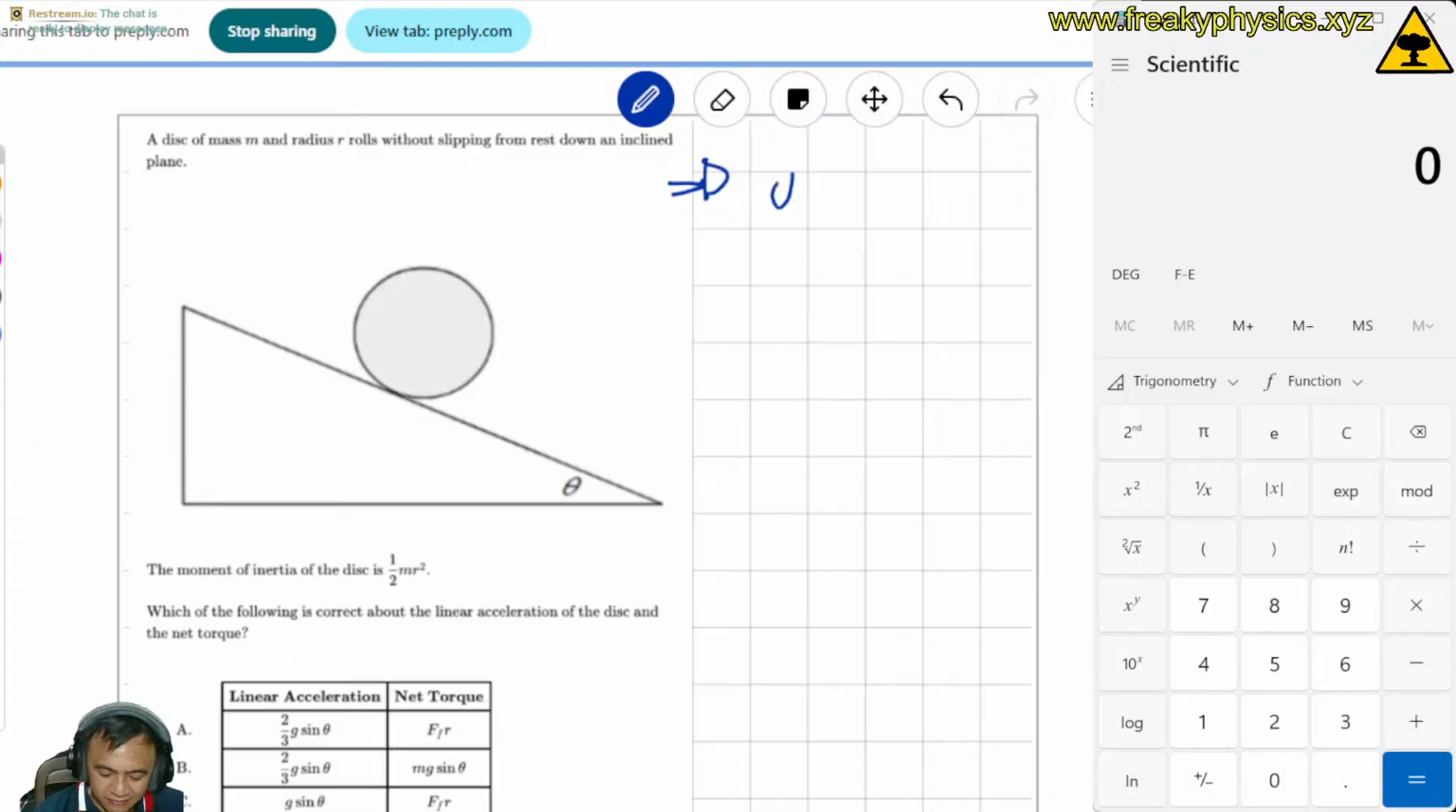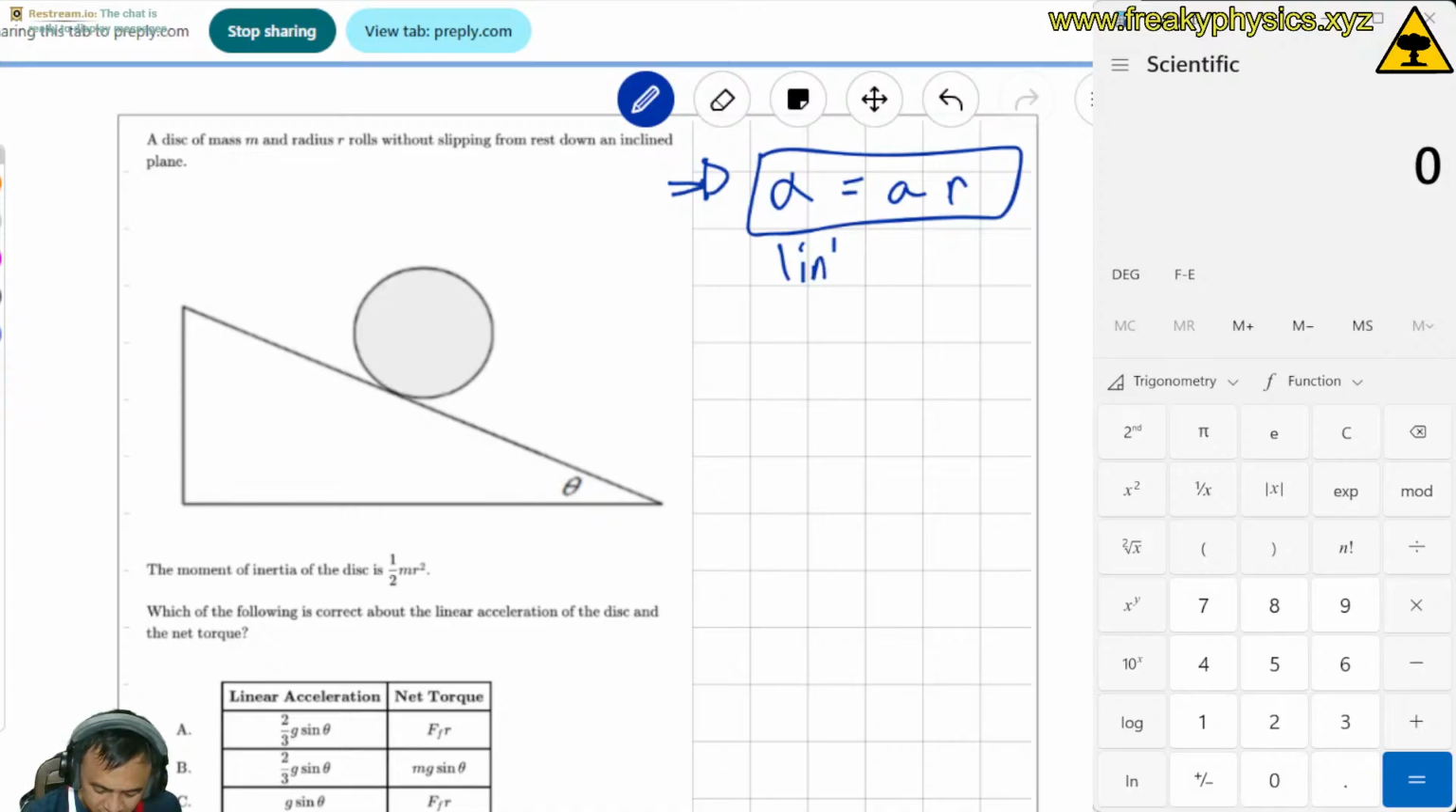We know that alpha should be equal to the acceleration over r, okay? This is the link to solve. Okay. Let's go here and actually see what's happening. First, you're given the moment of inertia. So I is equal to 1/2 mr squared. All right.